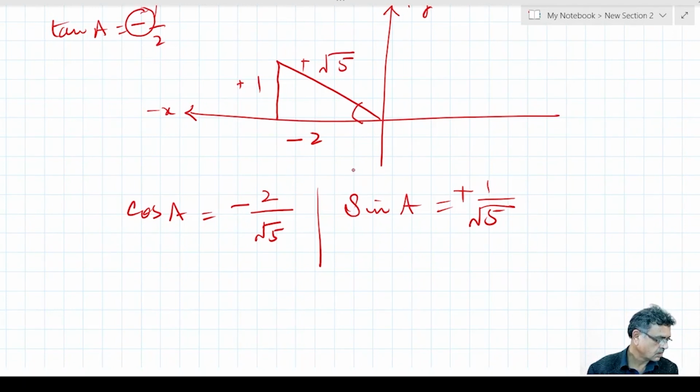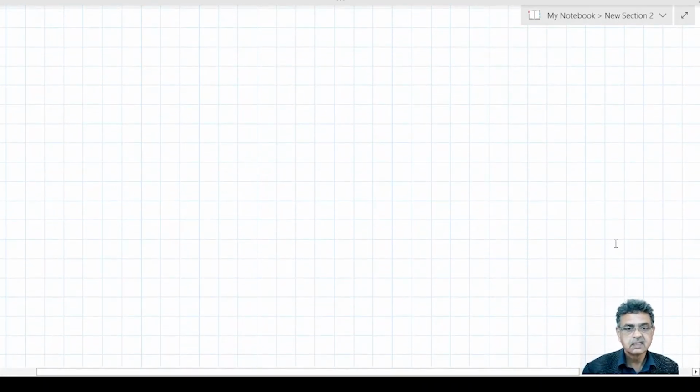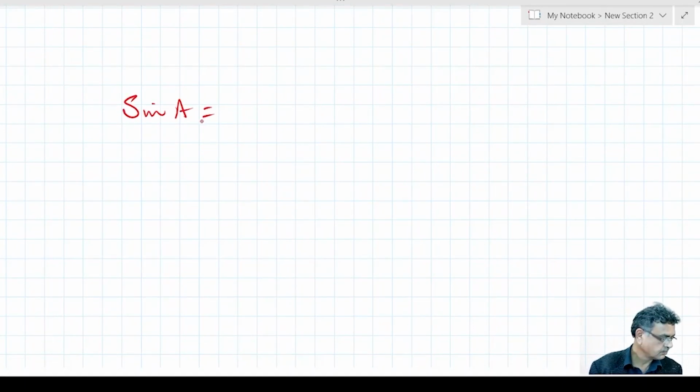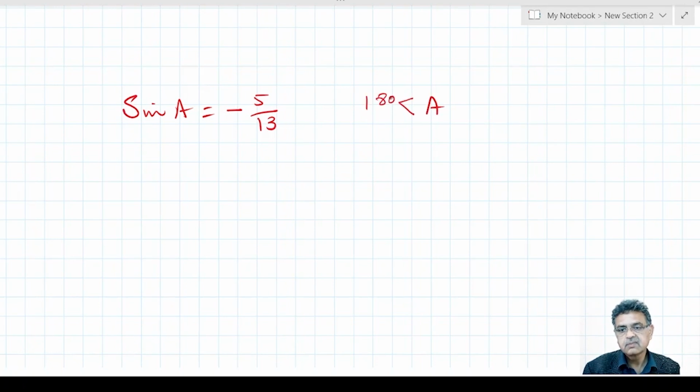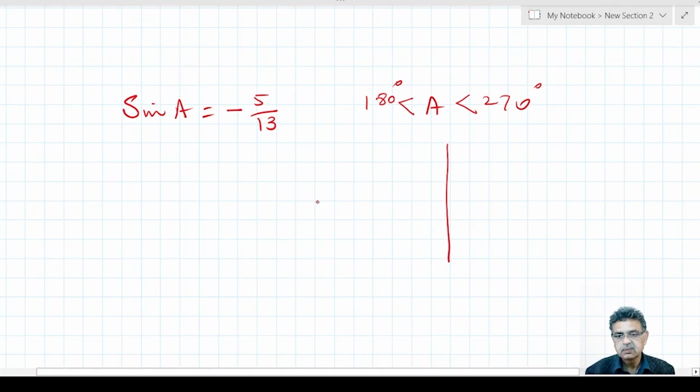Okay, I want to do one or two more questions of the same type. Next, sin A is equal to minus 5 upon 13, where A lies between 180 and 270. What does it mean? That this is the third quadrant. So let's make an angle in the third quadrant.